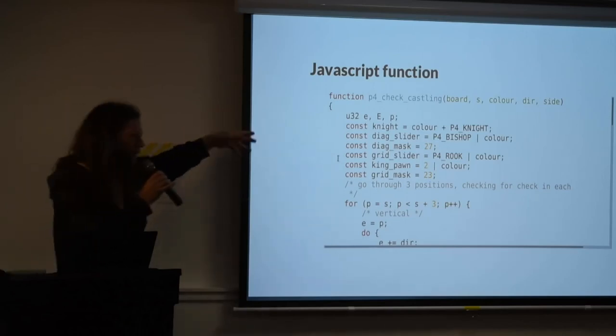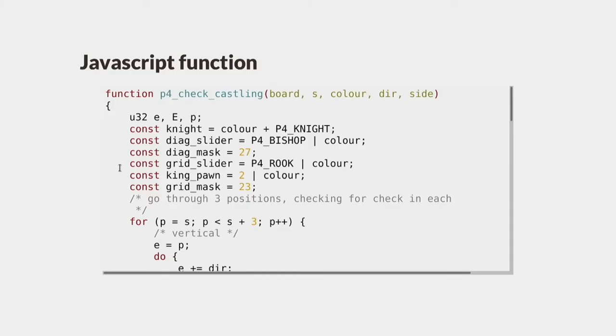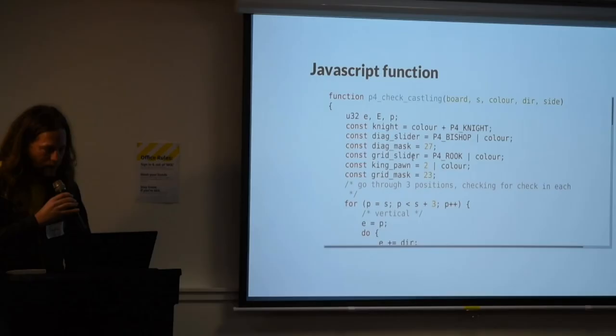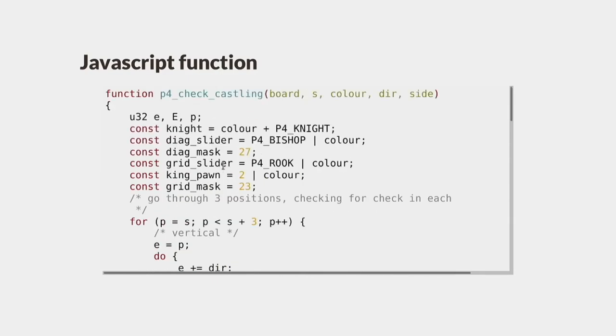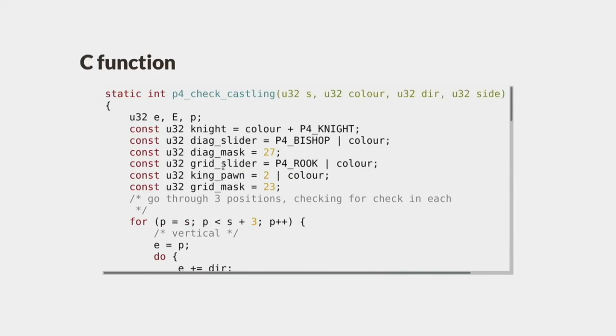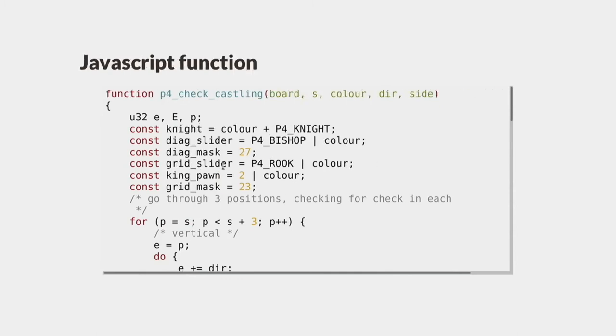There were two JavaScript functions I needed to change. This one is just checking whether you can castle, basically, at any point. It goes through and looks along, is there a bishop or a rook anywhere in the wrong place, putting you in check. And this is the C function. The same thing. So there you can see C has got types here.